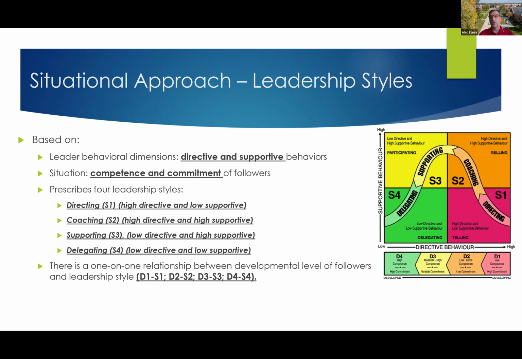So as you can see in this image, we have these 2 elements, the leadership style and developmental level of followers. So based on these 2 elements, Hersey and Blanchard are prescribing a 1-to-1 relationship between developmental level of followers and the style that leaders should adopt. For example, for D1, when a follower has a low competence and high commitment, a leader should engage in S1 style. In other words, engage in high directive and low supportive behavior.